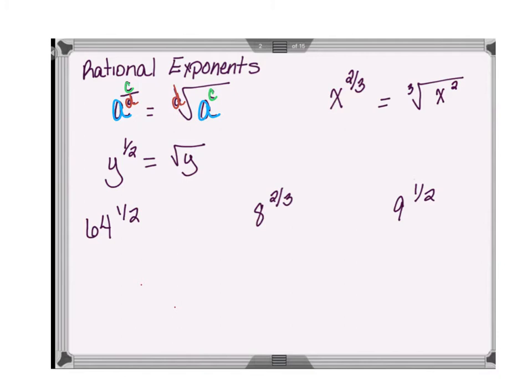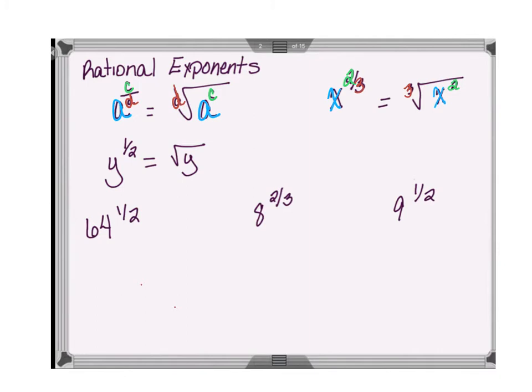Now, sometimes it's more complicated when we're using these variables. So let's look over here at the x. I have x to the 2/3 power. My x goes inside my radical. My numerator, or my 2, stays with that x and goes inside the radical. The 3 is my denominator, and it's my index. So x to the 2/3 power is the same thing as the cubed root of x squared.